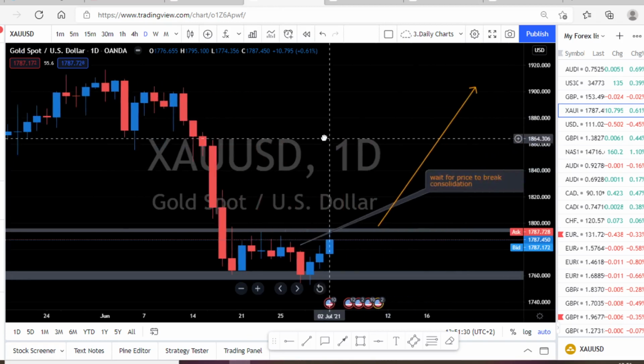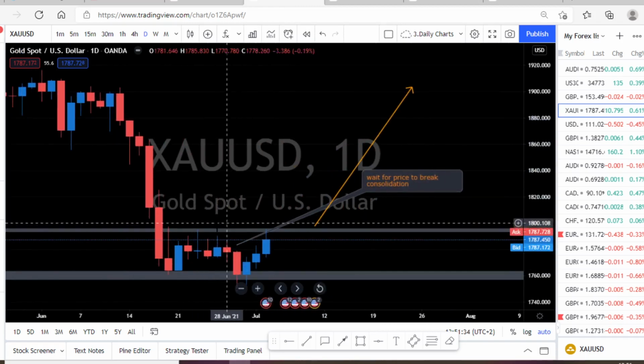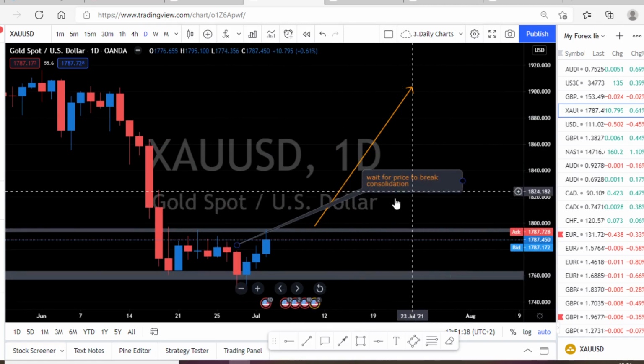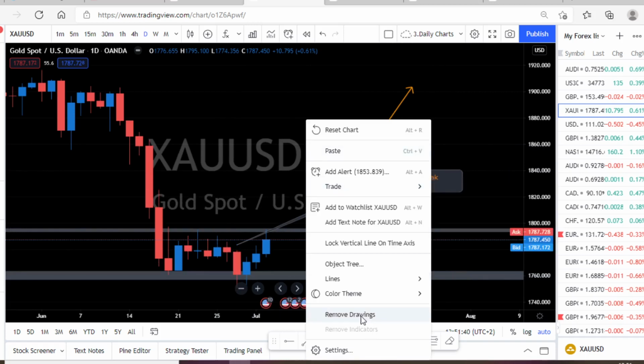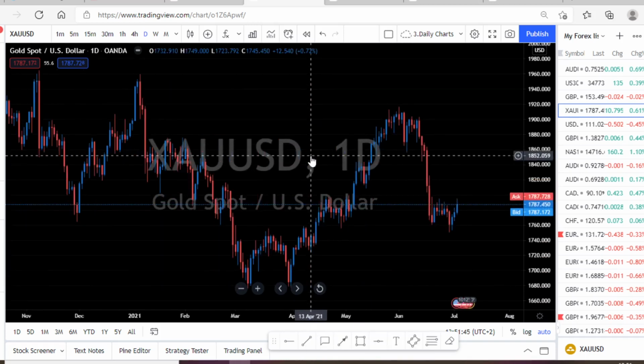Okay, this was last week's analysis where we have this consolidation area. We were waiting for price to break this consolidation area. Let's remove everything here and start a new analysis. So where are we at this point?